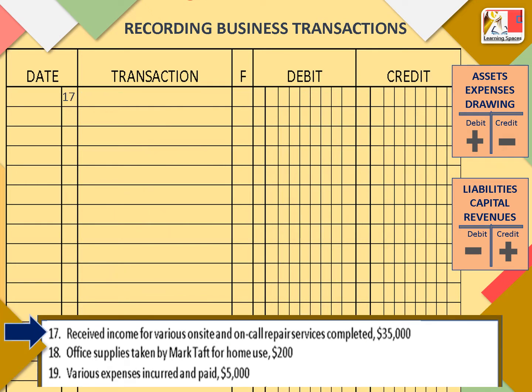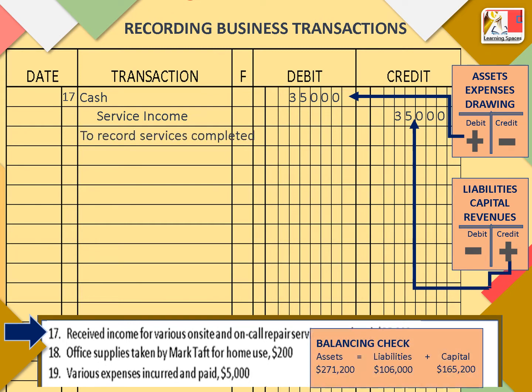Down to the March 17 transaction, receiving income means cash is received for the services already rendered. As a result, we shall increase the cash account by $35,000 on the debit side. And of course, on the credit side, since the income is already earned, meaning the services are already provided to the clients, we shall plot the same amount for the service income account.